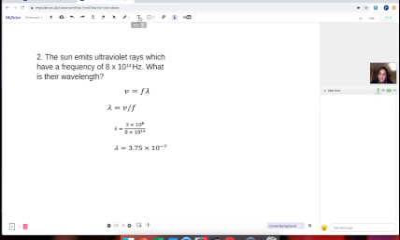meters. So we know that this is a very short wavelength because it's on the right hand side of the spectrum as opposed to radio and microwaves, which have a longer wavelength. So we can sense check our answer to make sure that it is a short wavelength.